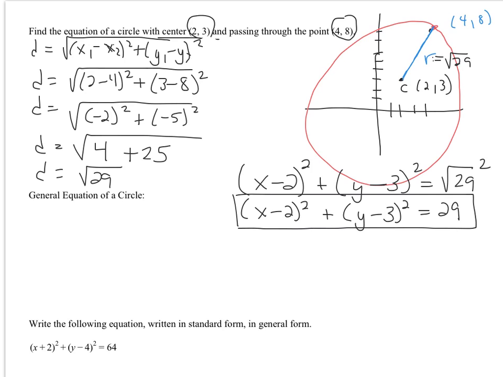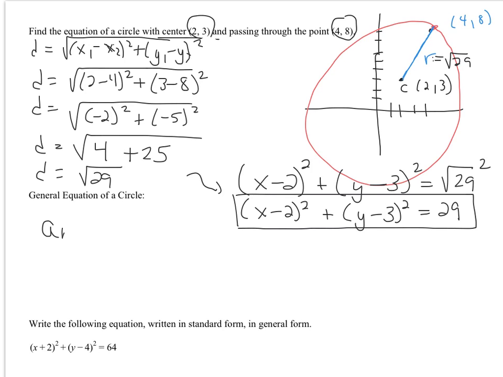And if you wanted to check it, you could put this in Desmos, and it would certainly work out just fine because it would give us that same center and that same point. Now, the standard form of the circle is really simple to use. It gives you the center, it gives you the radius. But when you talk about other kinds of equations, there is another form of a circle, which is called the general equation of a circle.